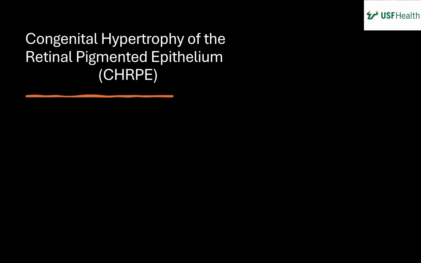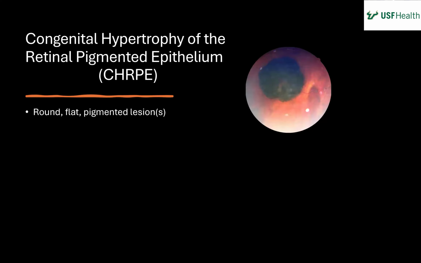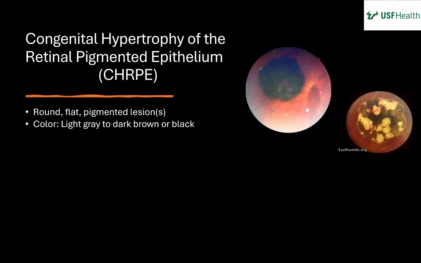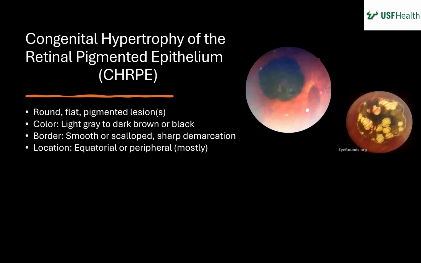It's got to always be on your list of darkly pigmented lesions. CHRPE is short for congenital hypertrophy of the RPE. Generally you're going to have these round, almost universally flat pigmented lesions. The colors can vary a bit from a lighter gray to very dark, like you see in that first example, a dark brown or dark black. They tend to have pretty sharply demarcated borders, which can be described as smooth or scalloped as well.